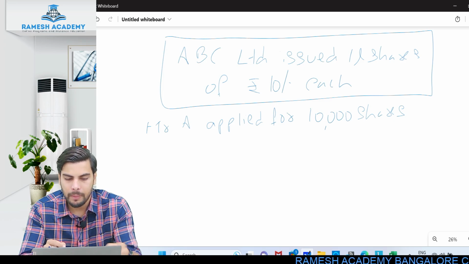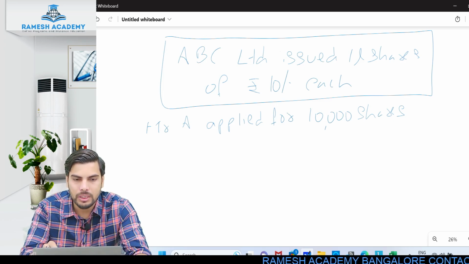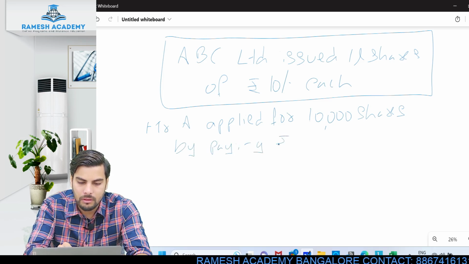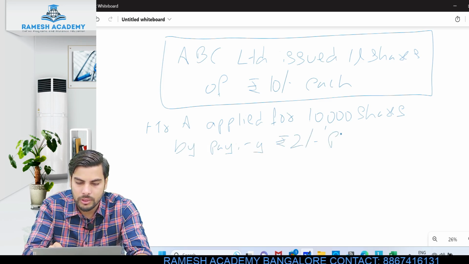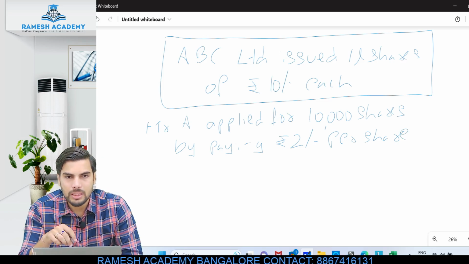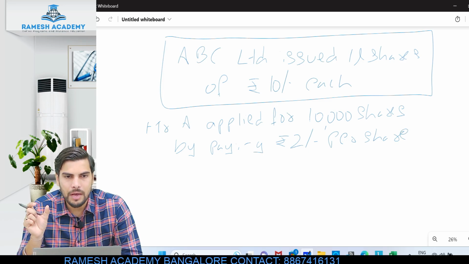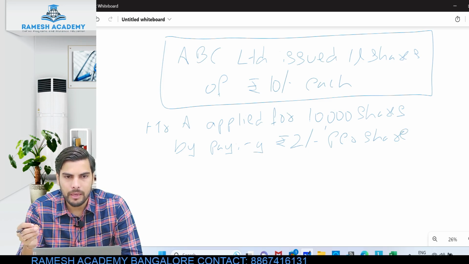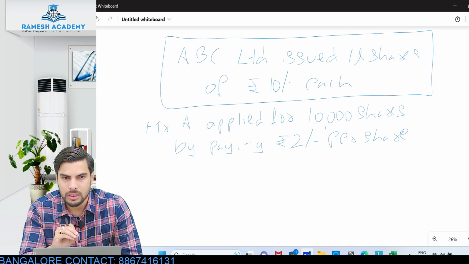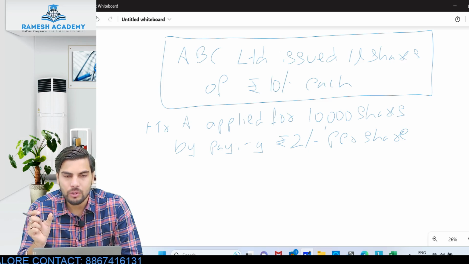Now let us say Mr. A applied for 10,000 shares by paying rupees 2 per share. So what is this? This is the application money which I am paying, 2 rupees. 10 rupees is the value of the share; 2 rupees is the minimal amount which I'll be paying. So that would be the application money. Here I'm paying 2 rupees per share. If I'm paying, for the company it would be a receipt. So the very first transaction for the company will be what? It will be receiving the application money.